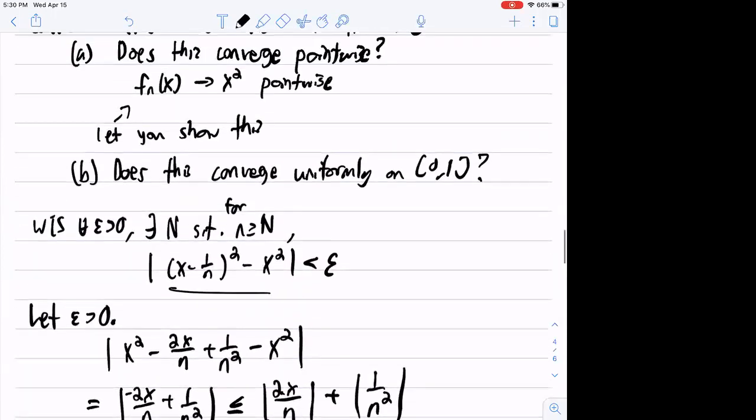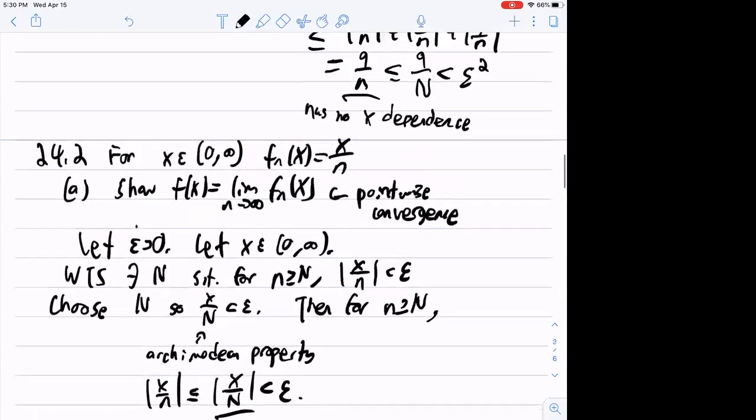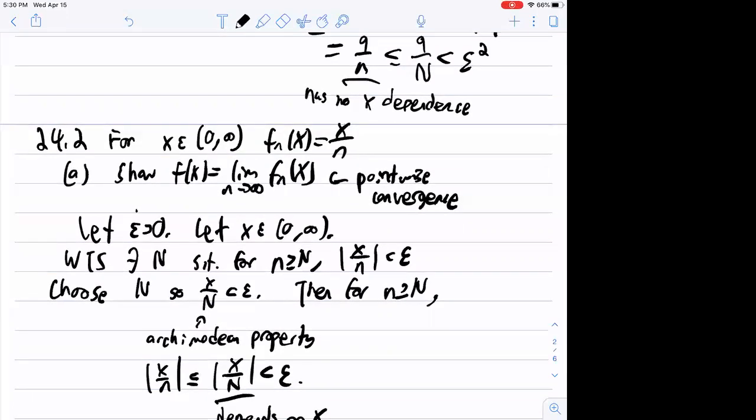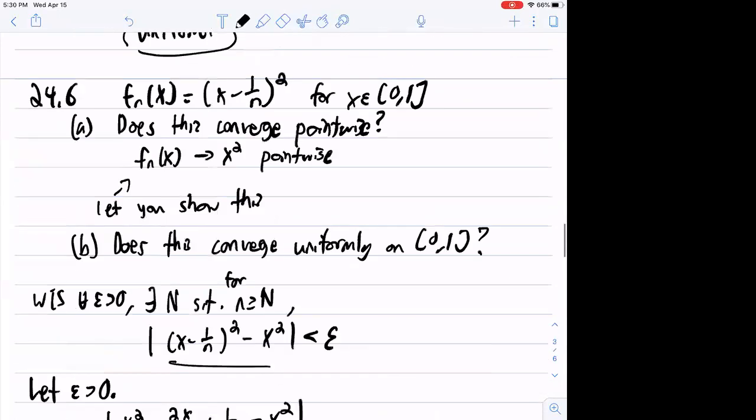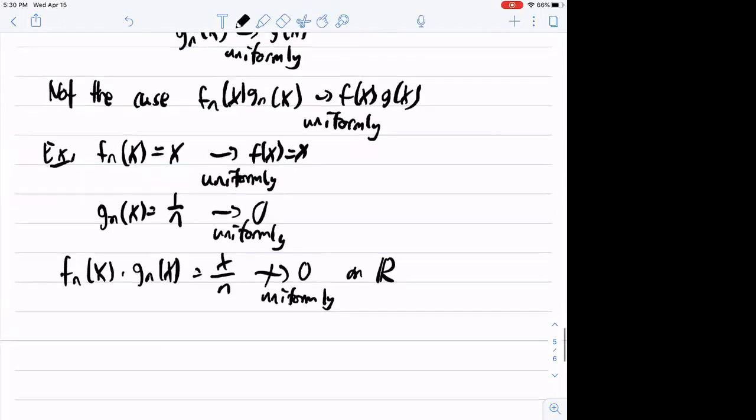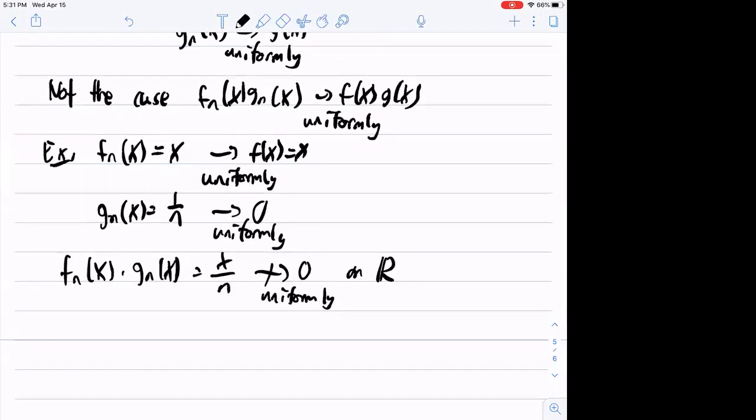So recall, I proved this just above. Let me go up. Right here, 24.2, right? We showed in part C, does Fn of x go to 0 uniformly on 0 to infinity? And the answer was no, right? So here's an example where we have two things going to something uniformly, but their product doesn't. Okay, is everyone clear so far? The sum still holds, the sum is nice, but the product isn't.